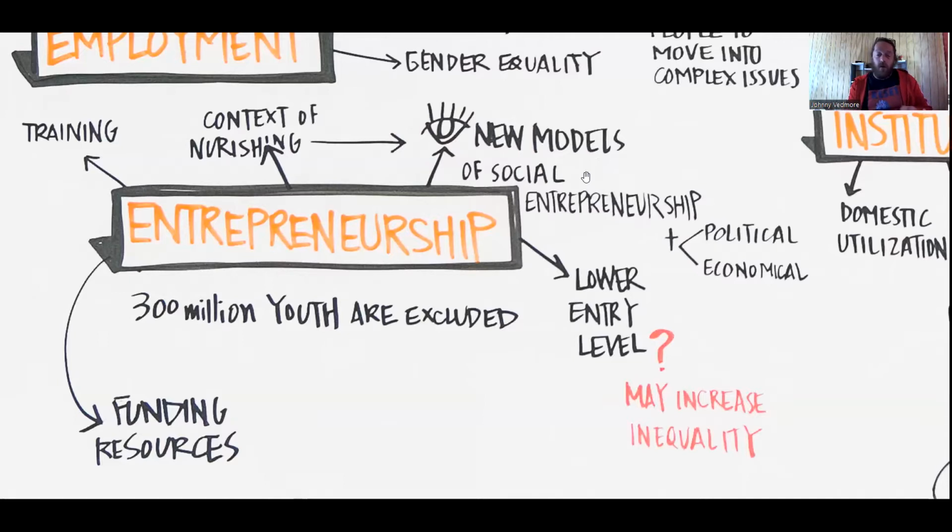That's all you're doing. It's no longer moving around, doing loads of stuff, moving your hands loads. No. It's about stopping doing stuff like that. Soon it'll just be about flicking your eyes around, and that will be a terrible world we're living in. I'm pretty positive. So new models of social entrepreneurship, and they say political and economical.